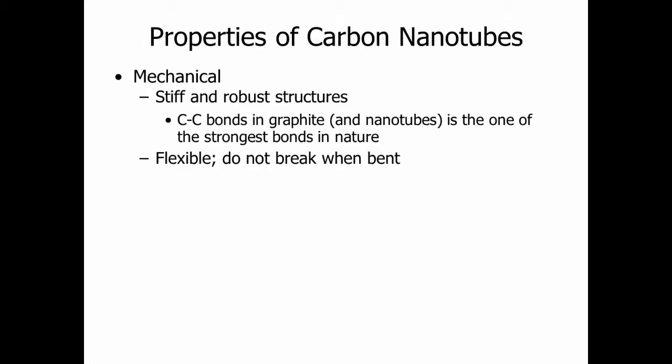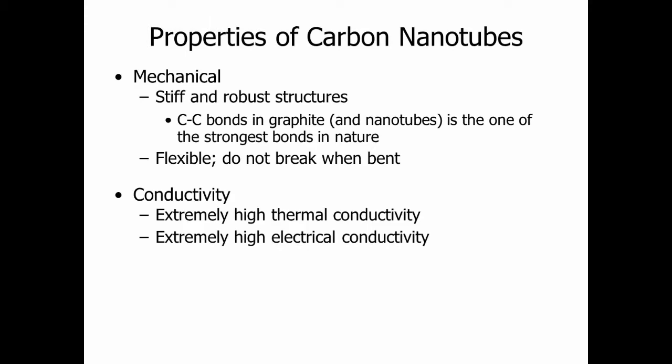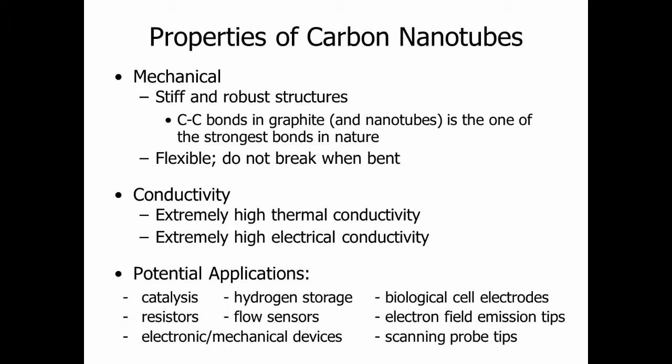Carbon nanotubes are pretty cool because they're very robust. The carbon-carbon bond is extremely strong, one of the strongest bonds in nature. And the nanotubes are flexible, so they don't break when they're bent. They're very good conductors of heat and electricity. This is what is causing them to be looked at for replacing silicon transistors. So there's a lot of different potential applications of carbon nanotubes.